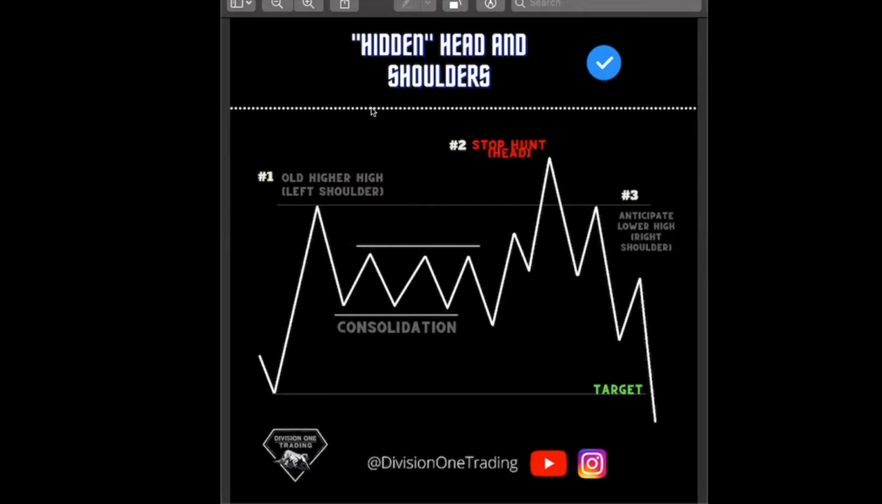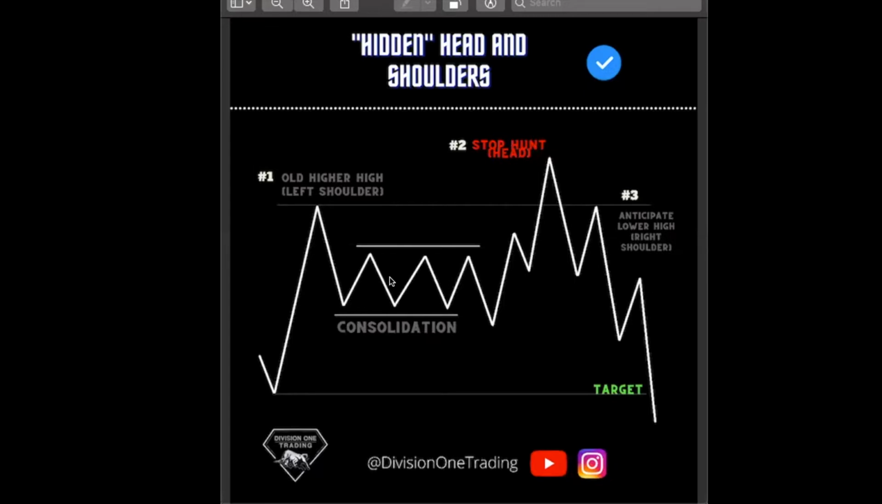So I'm just going to be going over this setup that I posted on my Instagram. This is the hidden head and shoulders. Pretty much with this setup, you're just going to see some push, right? And it's going to create a high. That's going to be our left shoulder.